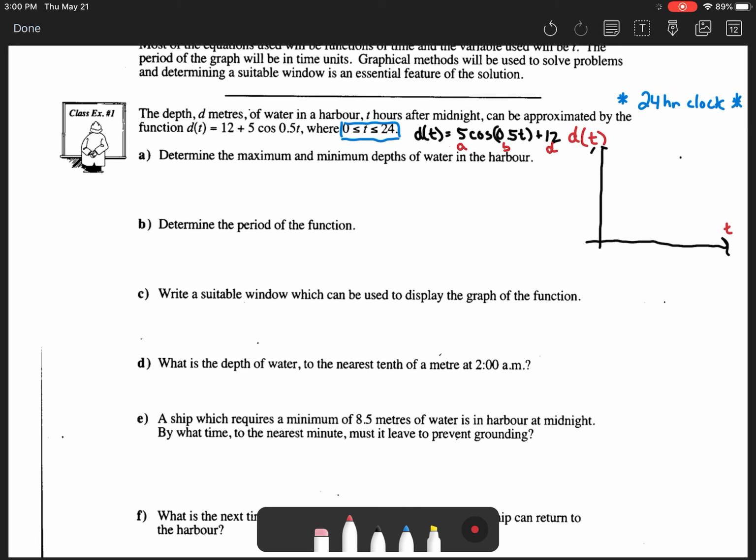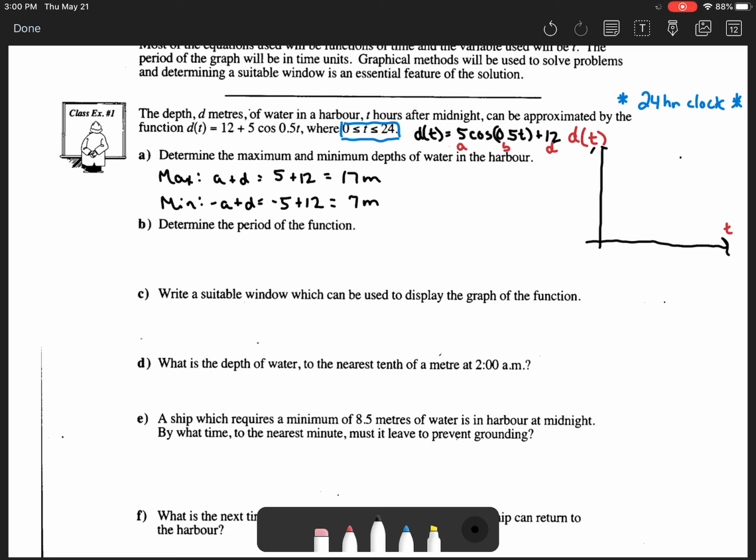So now I know what my values are: A, B, and D. Going back to last day, that's what part A attacks here. It says determine the max and min depths of the water in the harbor. If you remember from last day, the max and the min had special little equations that we came up with. So max was A plus D, and the min was negative A plus D. So when I take those values, the max will be 5 plus 12, and the min will be negative 5 plus 12. This will give me 17, and this depth was in meters, and this will be 7 meters. So my graph will only exist between 17 and 7 in terms of a range.